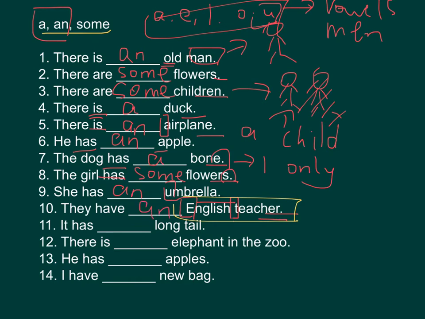Number 11 is a long tail. Number 12 is an elephant because we have E here. Number 13, he has some apples. Apples with S. And number 14, I have a new bag with no S, right? So I hope you can get the correct answer. And if you don't, please check the previous slides, and you may ask your teacher or friends. So I hope you can understand the concept of using this article, a, an, and some, okay?